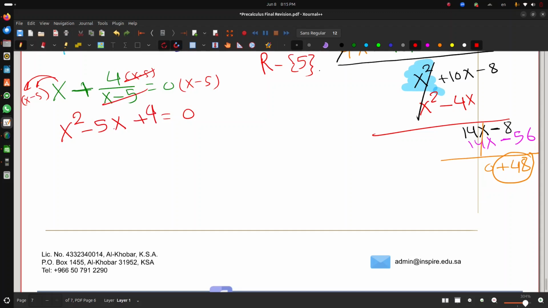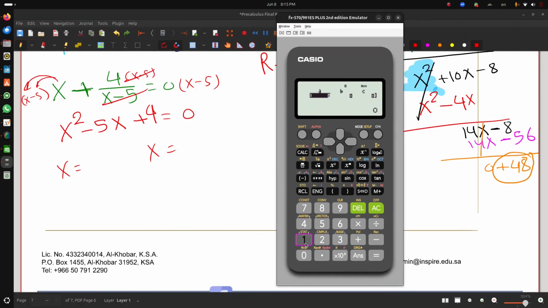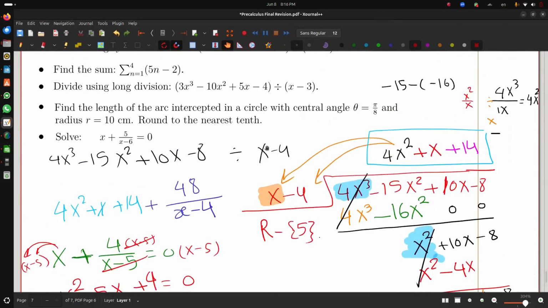Okay, right now we need to factorize it, or you can get it with your calculator. So actually we can use our calculator. We can make it mode 5, 3, write the coefficients of your quadratic function, which is 1, negative 5, 4, and the answer is 4 and 1. So the first answer is 4, the second answer is 1. And you're done. This is the solution of the equation. Okay, next.